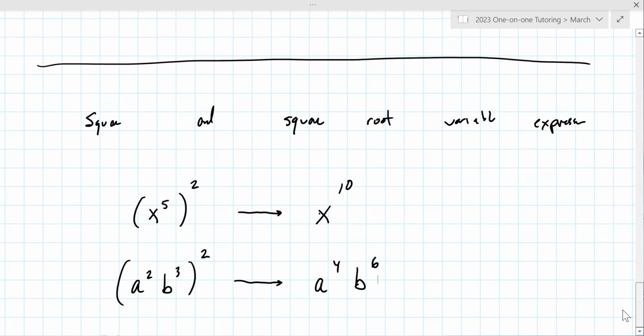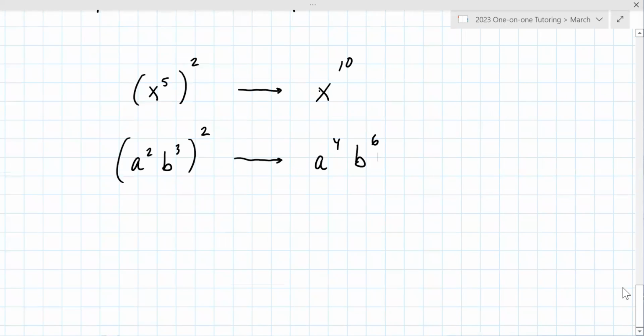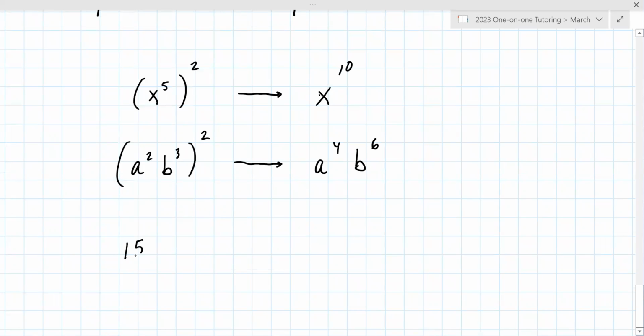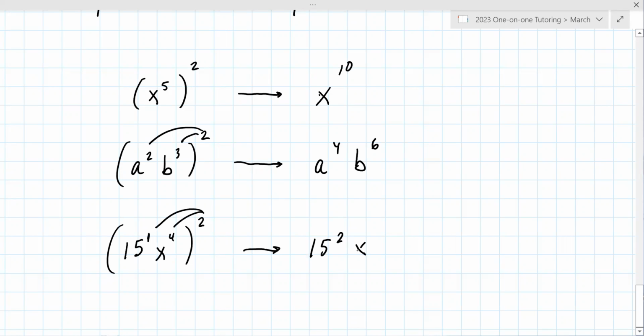Now let's say I throw in a number, like 15x to the 4th squared. There's really a 1 above the 15 that's not written. It's really 15 to the power of 1. And just like in the previous problem, you apply that exponent to both. So it's 15 squared x to the power of 8. Now 15 squared, you can calculate, so you do want to continue reducing: 225x to the 8th.